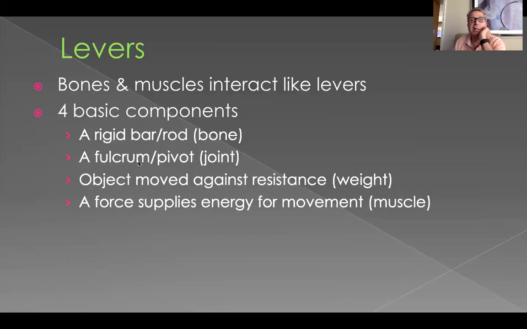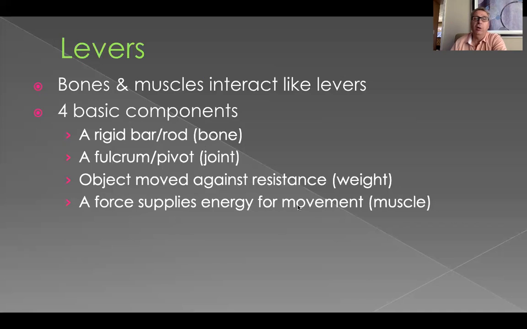We need you to identify what these particular aspects are: what bone is involved, what's the pivot point, what joint would be involved, what's the object moved against, obviously the weight, but then what muscle would be involved in that movement. So sort of working together. So you should know the muscle, bone, and joint.